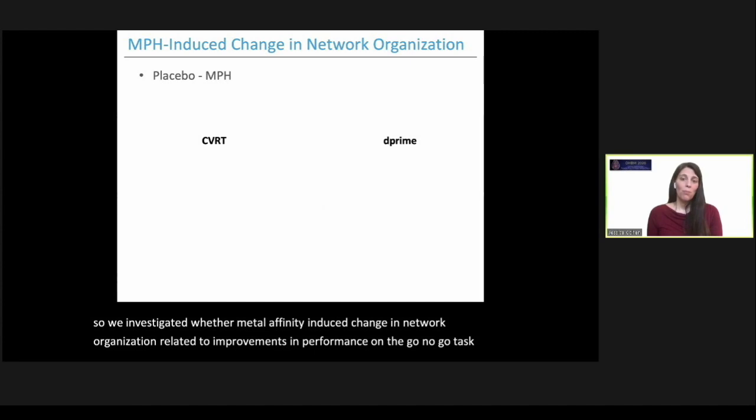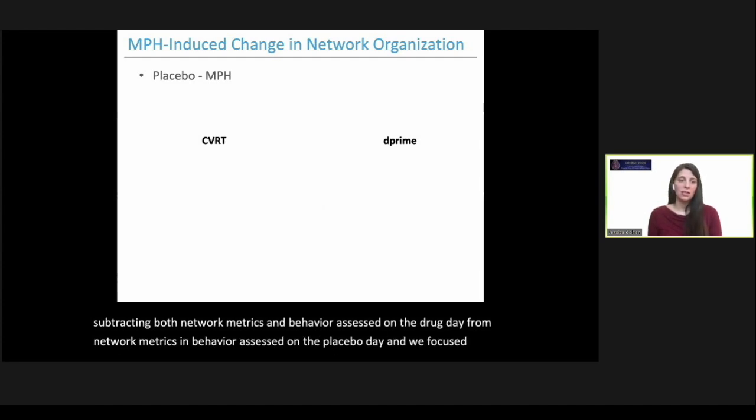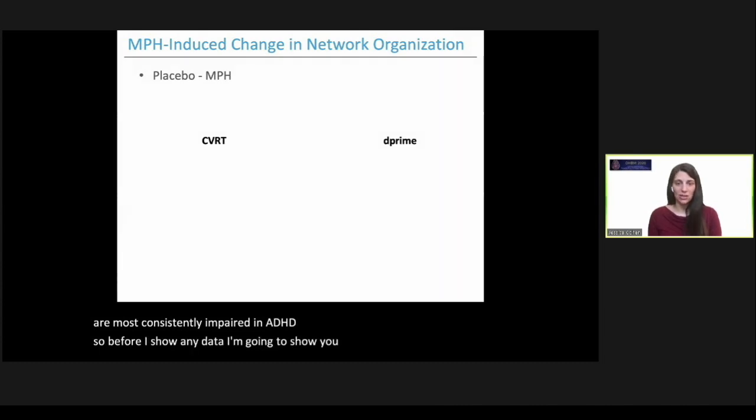subtracting both network metrics and behavior assessed on the drug day from network metrics and behavior assessed on the placebo day. And we focused on response variability, CVRT, and accuracy or D prime because these are metrics that are most consistently impaired in ADHD. So before I show any data, I'm going to show you the axes I use so it's clear what they're depicting.